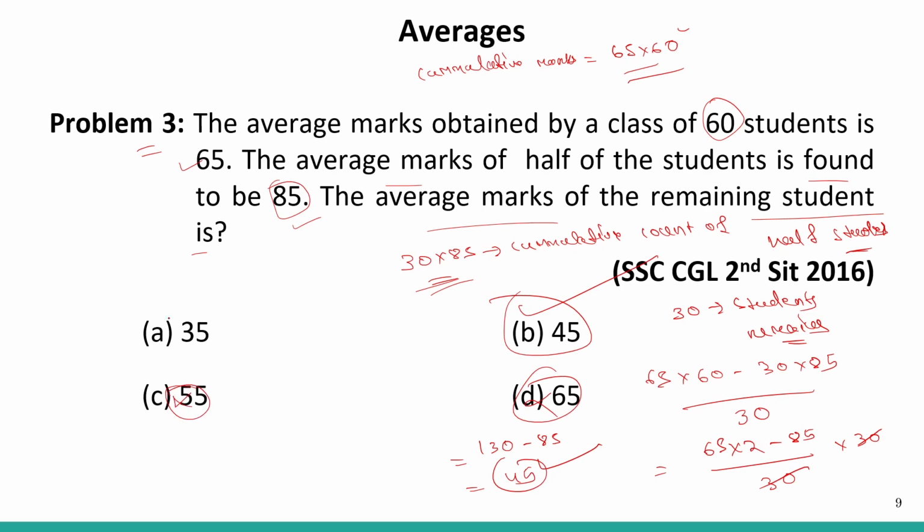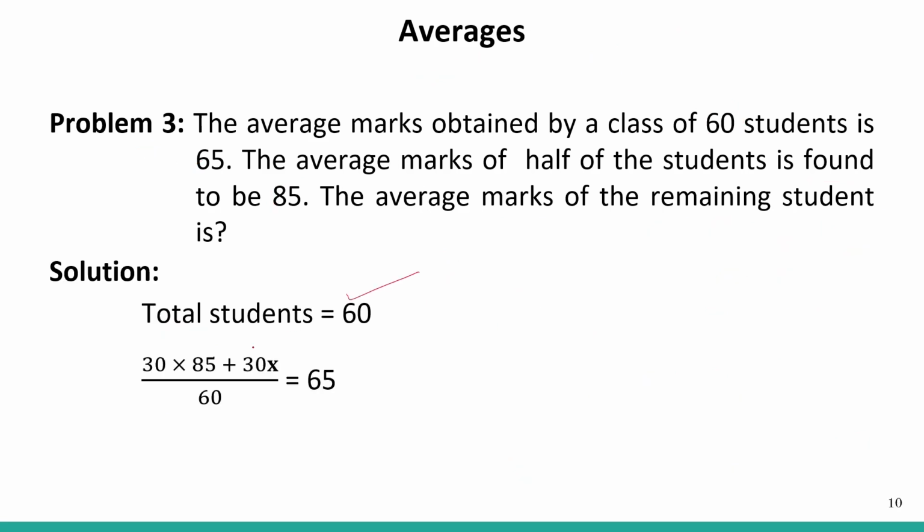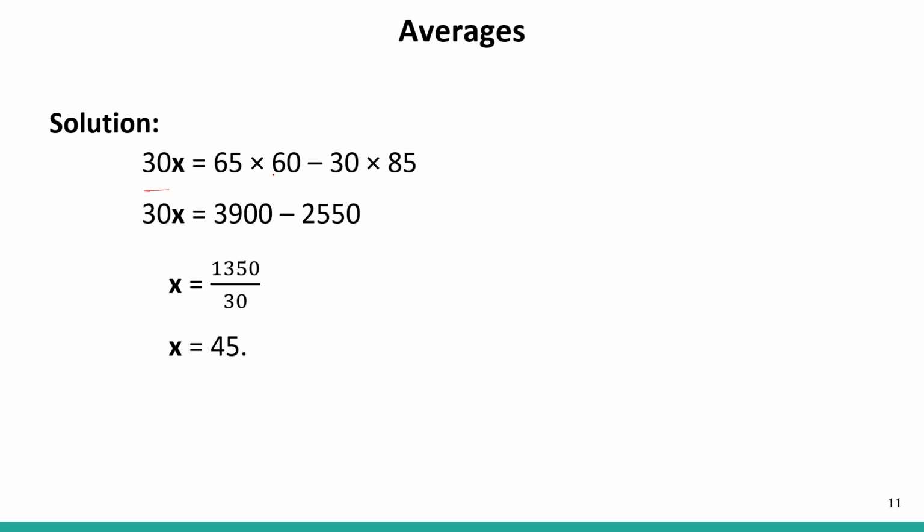65, 55 and 35 are all wrong answers. Let's go forward with a step-by-step solution. This question has been asked in SSC CGL second sitting 2016. Total students are 60. So (30 into 85 plus 30x) whole by 60 is equal to 65. So 30x is equal to 65 into 60 minus 30 into 85. So 30x is equal to 3900 minus 2550, so x will be equal to 1350 by 30. So x is equal to 45 here, and 45 is the correct answer.